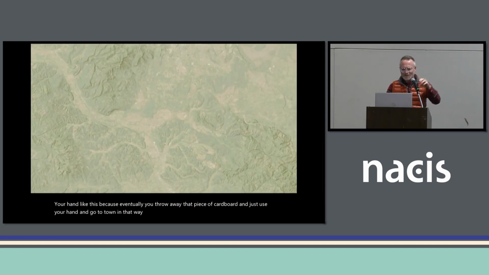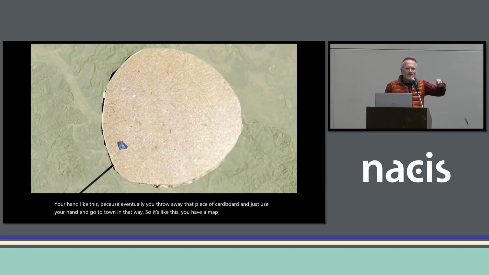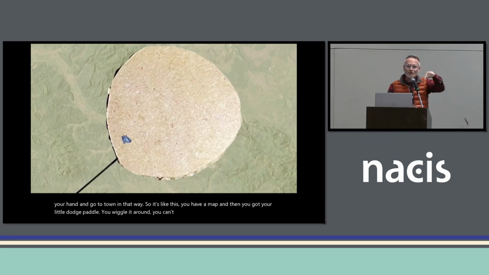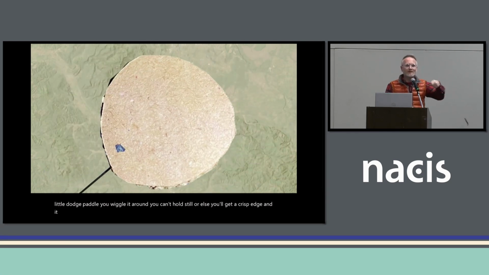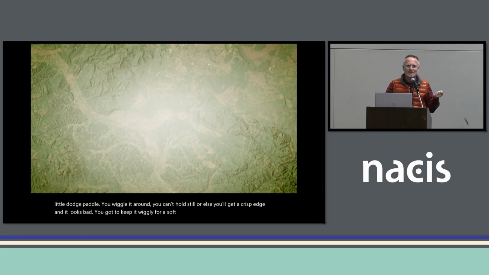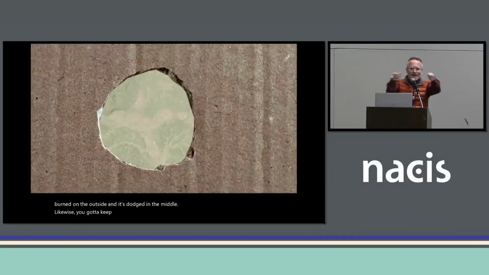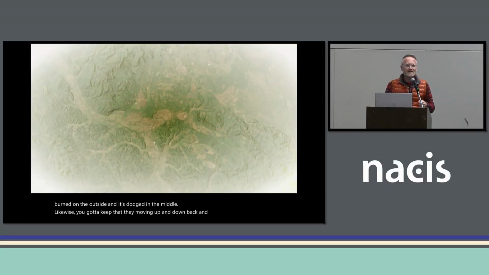So it's like this. You have a map, and then you got your little dodge paddle, and you wiggle it around. You can't hold still, or else you'll get a crisp edge, and it looks bad. You got to keep it wiggly for a soft edge, and the result is this. So it's burned on the outside, and it's dodged in the middle. Likewise, you got to keep that thing moving up and down, back and forth, and the result is this, a light vignette around the outside.